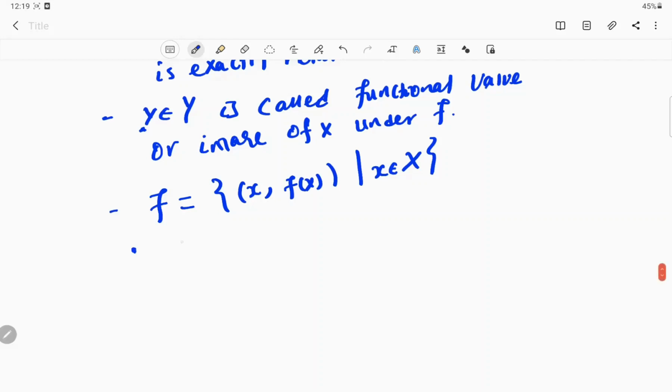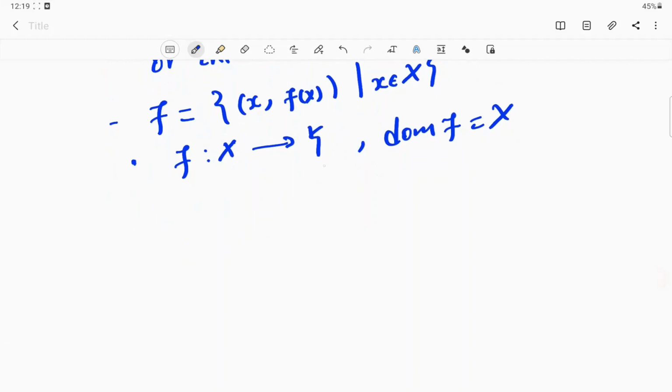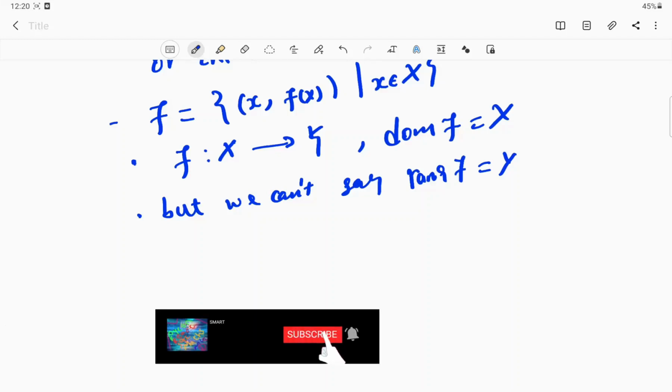The function f from X into Y can be denoted like this, f: X → Y. This notation signifies that the domain of f is equal to X. But we can't say that the range of f is equal to Y. We can't say that, but in some cases it may happen, so the range of f can be equal to Y.